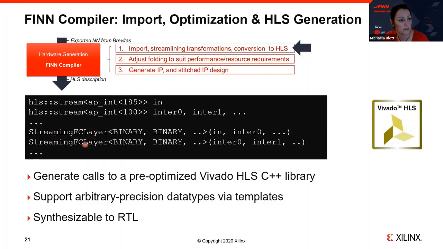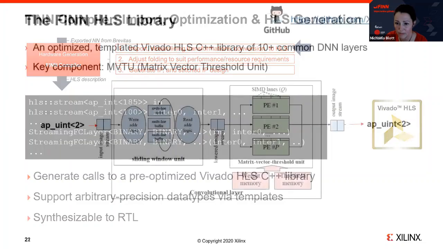So in this example, you can see some calls to instantiate fully connected layers using streams as inputs and outputs. You see here a streaming FC layer, and here you see the inputs and outputs, inter 0, inter 1, they're all defined as HLS streams. Also note the binary in the layer function calls. Our C++ library supports arbitrary precision data types with templates, so we can mix and match weights and activation precisions for different layers as desired. So this description that you have here then can be synthesized into RTL.